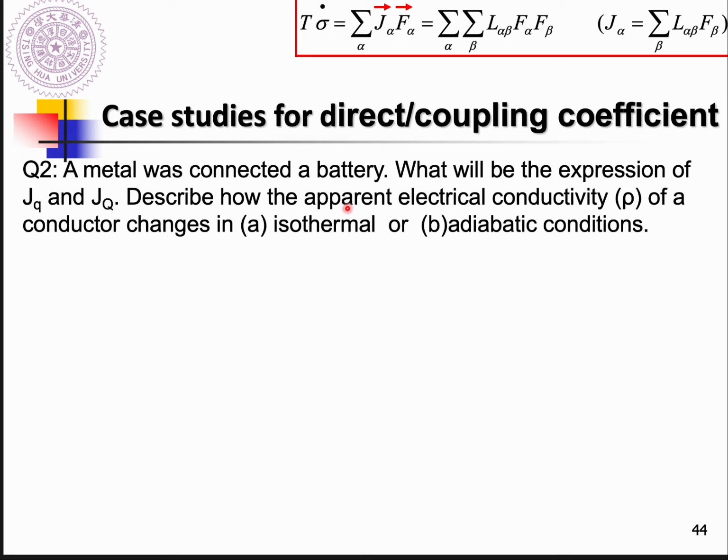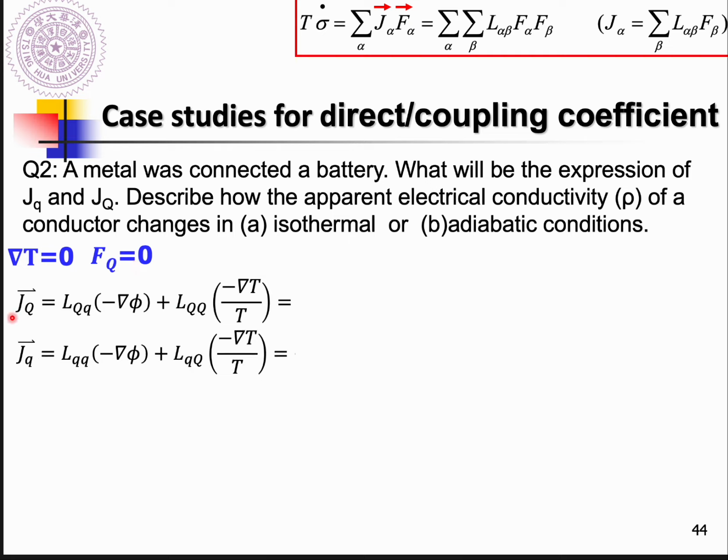Apparent means the electrical conductivity you measured in your system. So the first question, A, is isothermal conditions. So what is isothermal? It means we don't have a temperature gradient, which means we don't have the driving force for heat flux, so it equals 0, right?